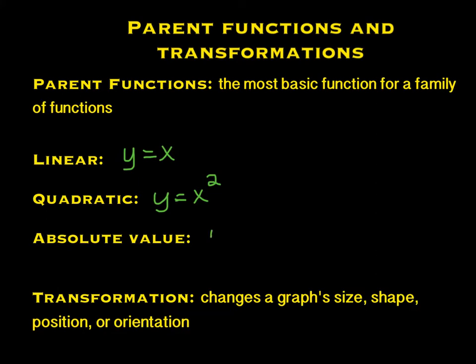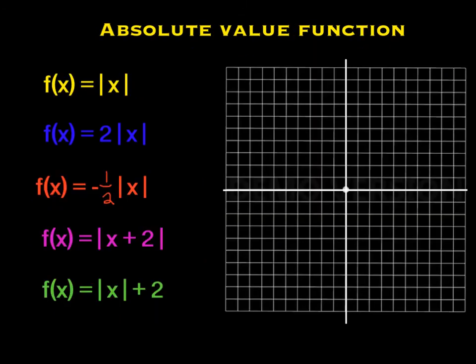You know that for a quadratic, the parent function is y equals x squared. And what we're going to focus most on in this video is the absolute value, which is y equals the absolute value of x. What a transformation does is it changes a graph's size, shape, position, or orientation. And the transformations are the same throughout all function families. So let's look first at the absolute value parent.